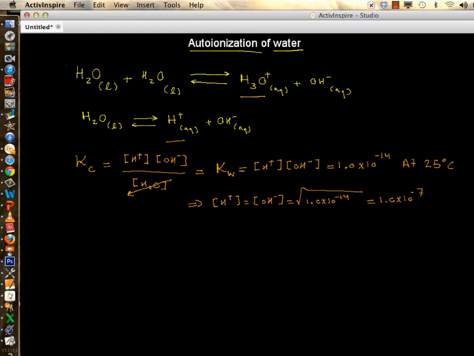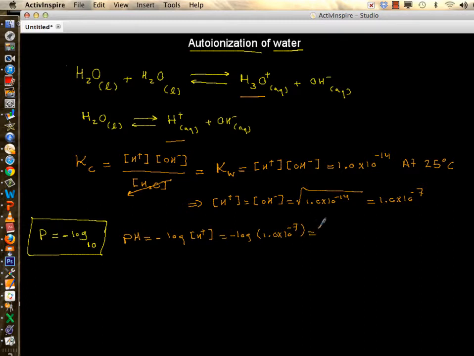Now I want to talk about the P scale, pH or pOH. P simply is a math scale and it's negative log base 10, not natural logarithm. It's a base 10 logarithm. So once you see P anything, just take the negative log of that in the calculator and you have answered the question. For example, the pH of pure water at 25 degrees Celsius is the negative log of the H concentration, the negative log of 1 times 10 to the minus 7, which happens to be 7.